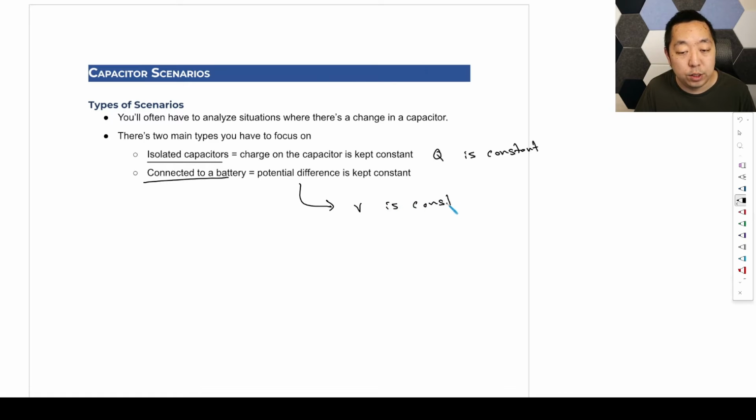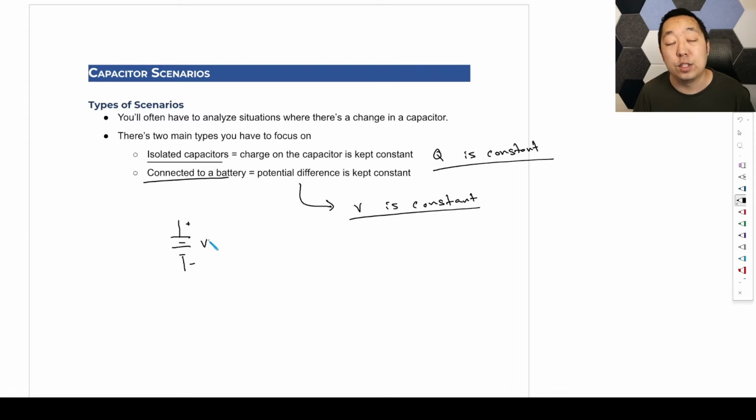Those are kind of like the two major ones. You could ask other things, but those are the two major ones that happen. So you need to keep in mind and separate which one is happening. Because if it's isolated, not connected to anything else, right? They'll say isolated or not connected to anything. It means the charge cannot get on or off of it. And if it's connected to a battery, and we'll talk about this more when we get to circuits, batteries provide a set potential difference across them. So then the voltage is constant across them.